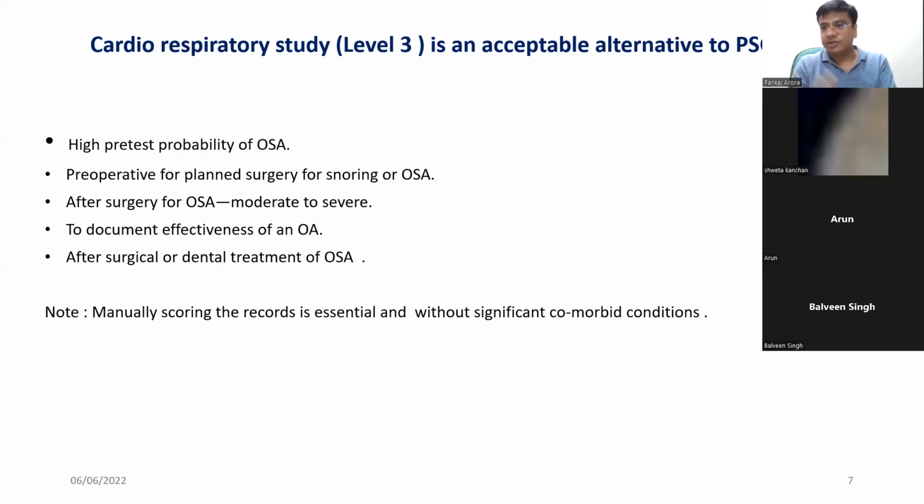Again, manual scoring or looking at the raw data is essential. And another important thing is that it should be without any comorbid conditions. So we will see what the comorbid conditions are in the next slide.